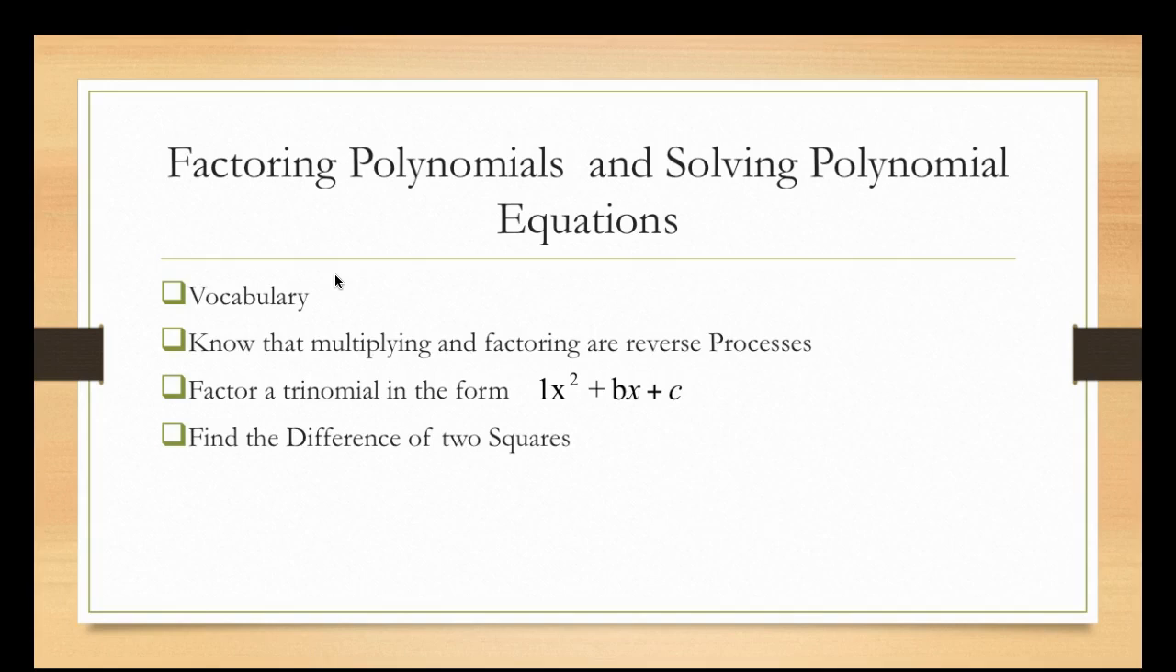Factor a trinomial in the form of 1x squared plus bx plus c. And then also let's factor using the difference of two squares.